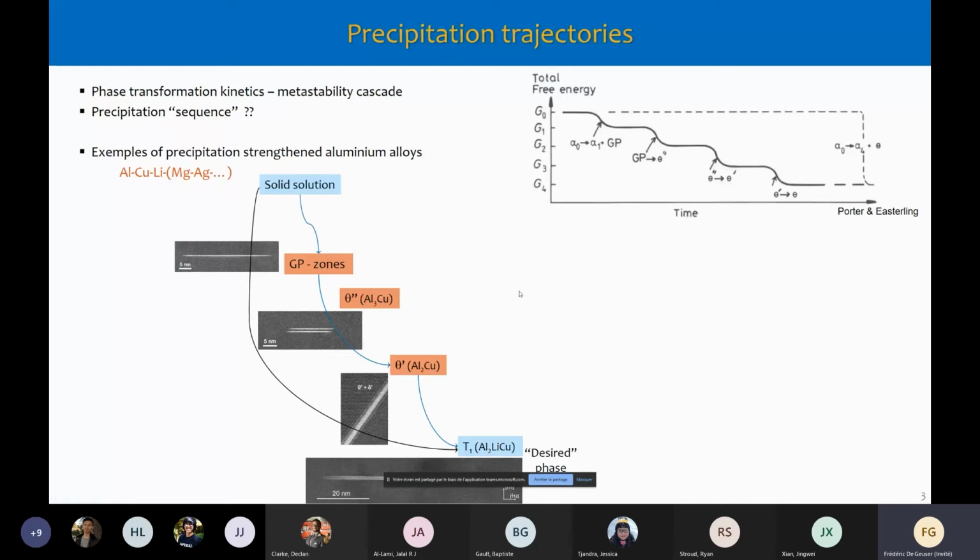But what's more interesting is that this is a multi-constituent alloy. There are many elements in this alloy: copper, lithium, magnesium, silver, etc.